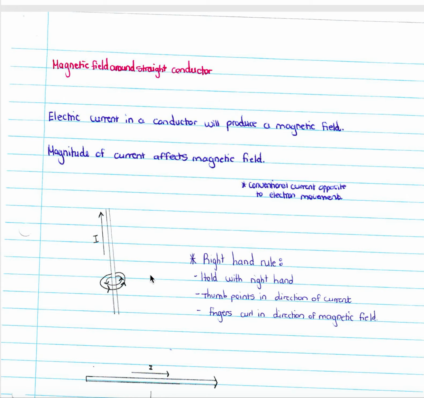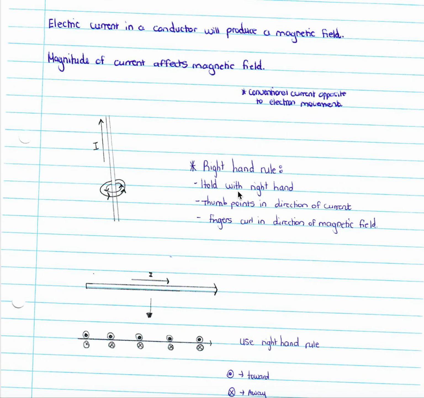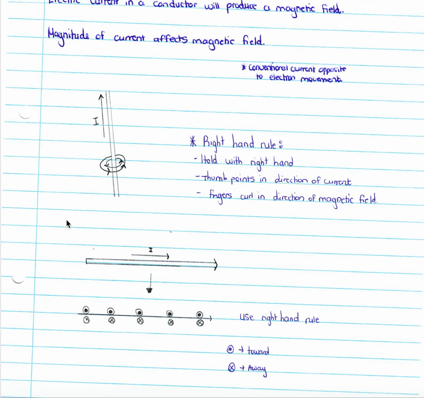You must remember, sometimes they will confuse you and say that your electron movement is up or your electron movement is down. You must know that you are looking for conventional current, and your conventional current direction is always opposite to your electron movement.